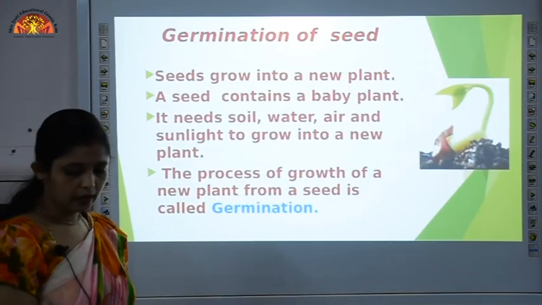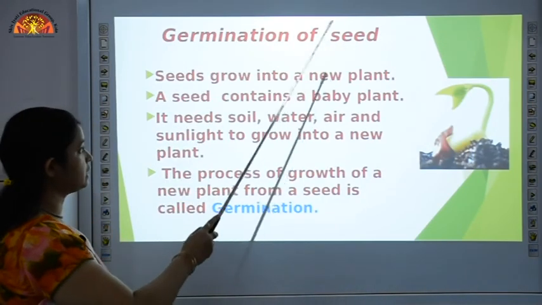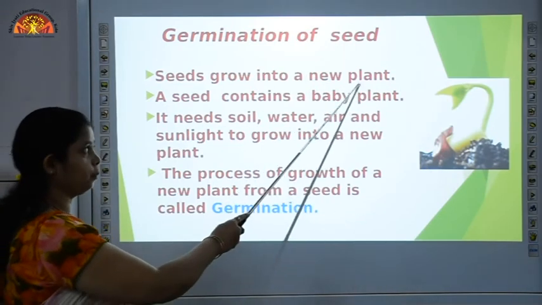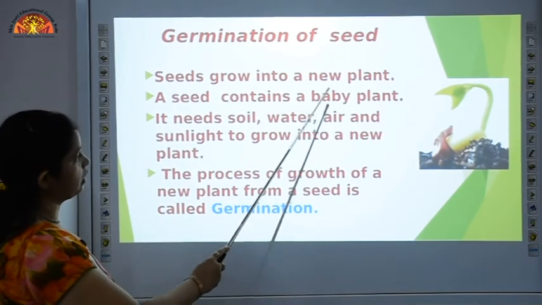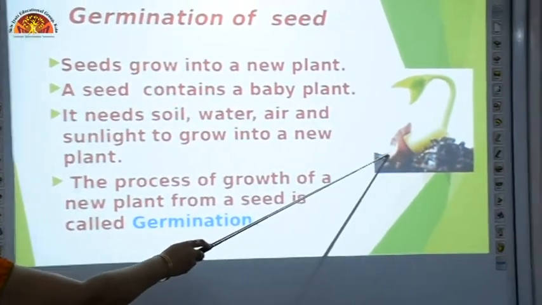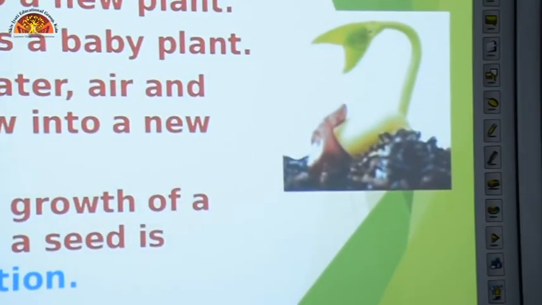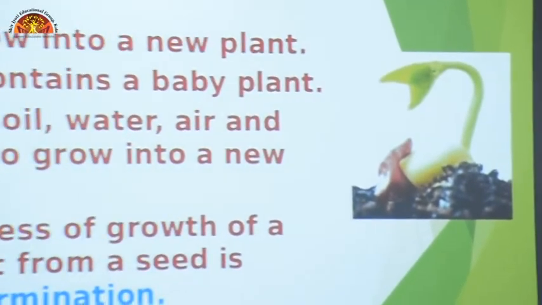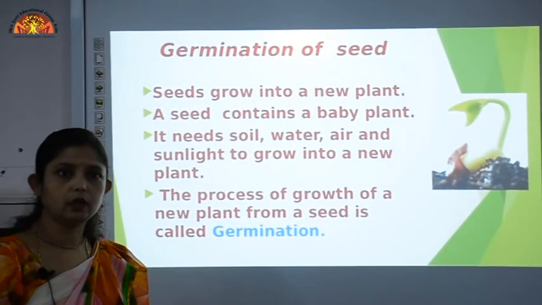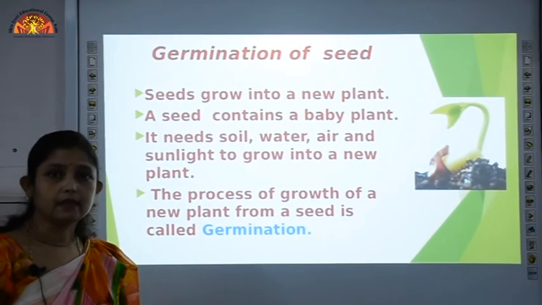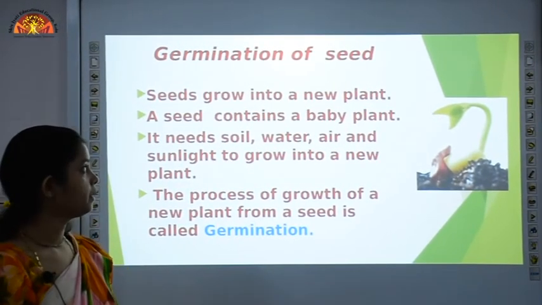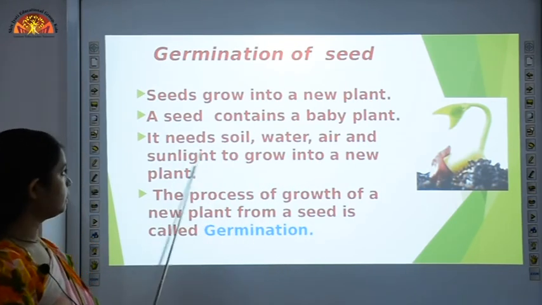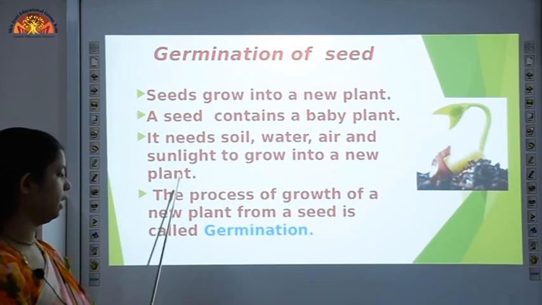Now we come to the last topic, that is germination of seeds. How do seeds grow? Seeds grow into a new plant. A seed contains a baby plant. As you can see in the picture shown here, children, seed is again a very important part of a plant. Why? Because it gives rise to a new plant. It contains a baby plant inside it. It needs soil, water, air and sunlight to grow into a new plant.